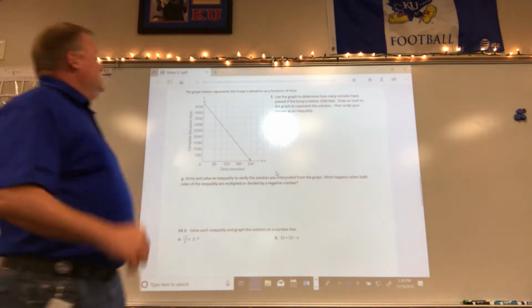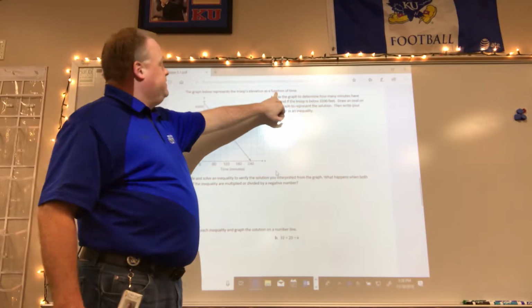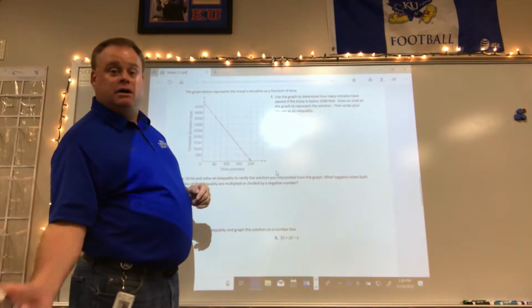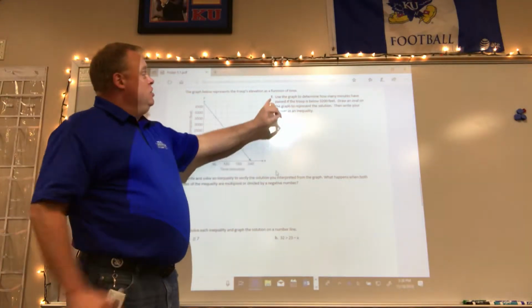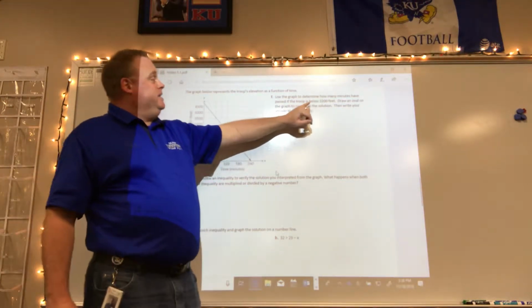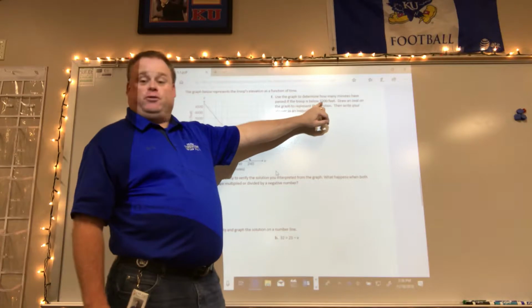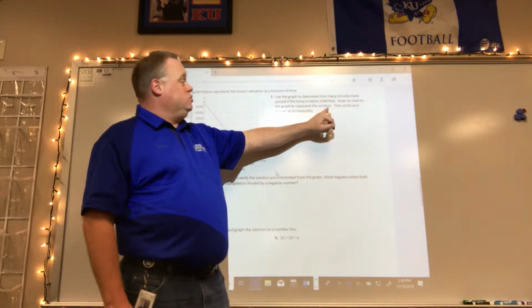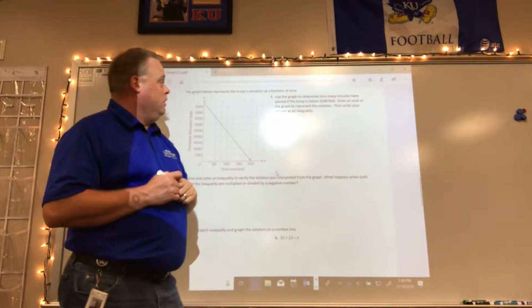The next one says, the graph below represents the troops' elevation as a function of time. Make sure you can see the graph here. Use the graph to determine how many minutes have passed if the troop is below 3,200 feet. Draw an oval on the graph to represent the solution, then write your answer as an inequality. All right.